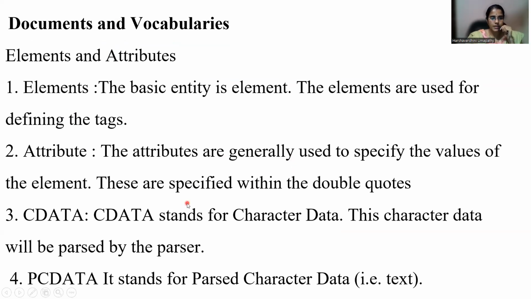Next, attribute. These attributes are generally used to specify the values of the element, which must be specified in double quotes. Next is CDATA. CDATA is called character data. This data will not be parsed by the parser, whereas PCDATA is called parsed character data, which we call text.